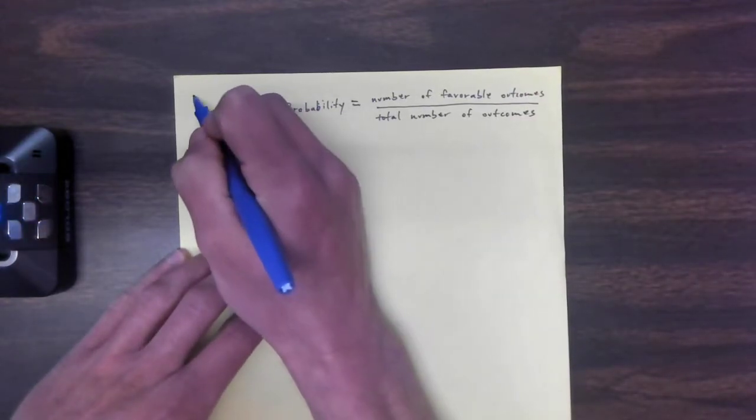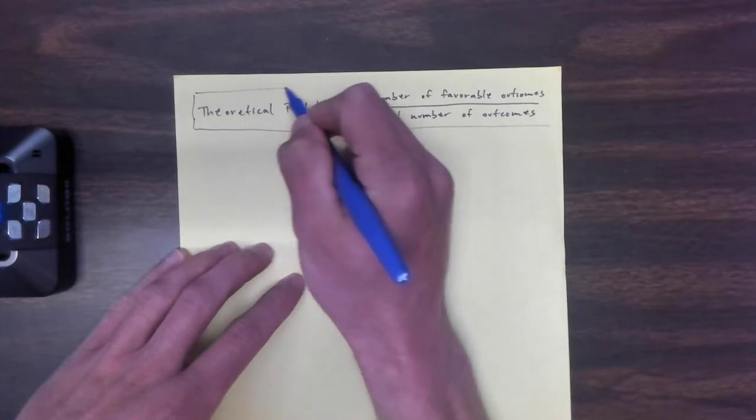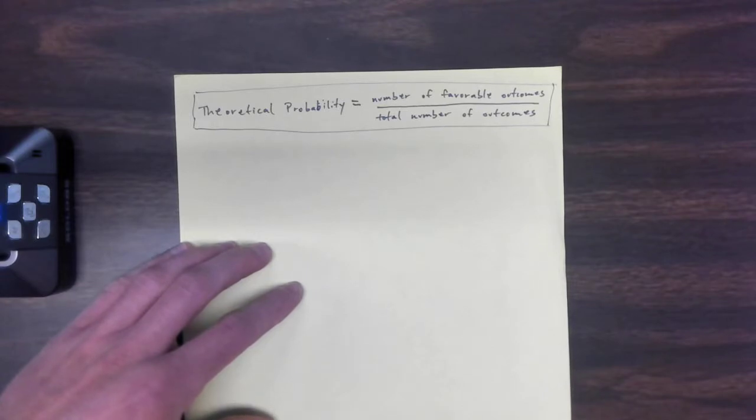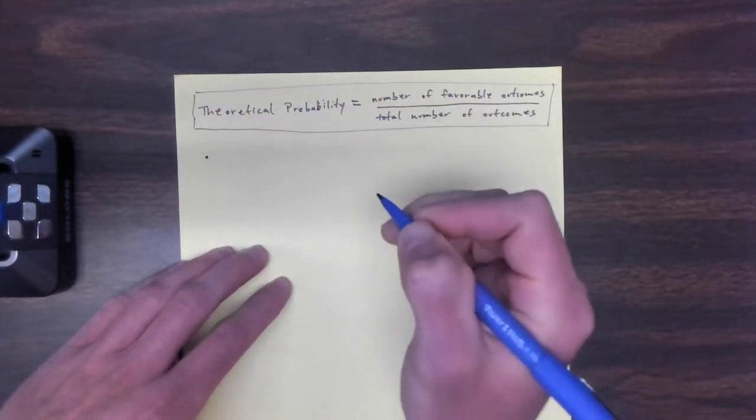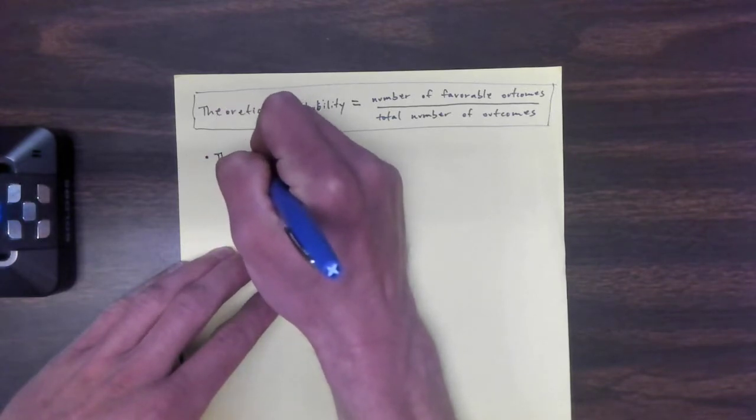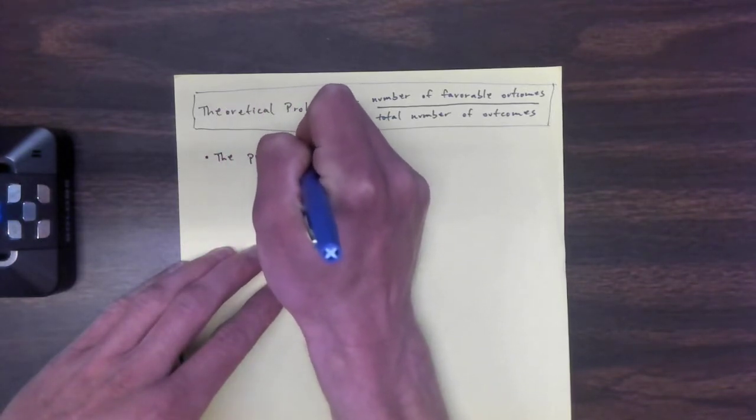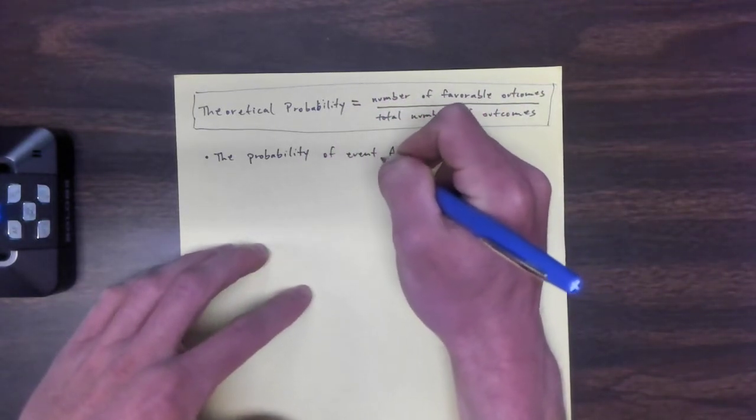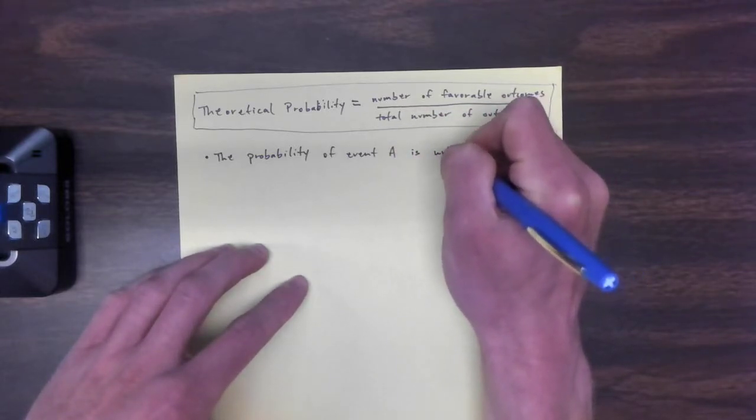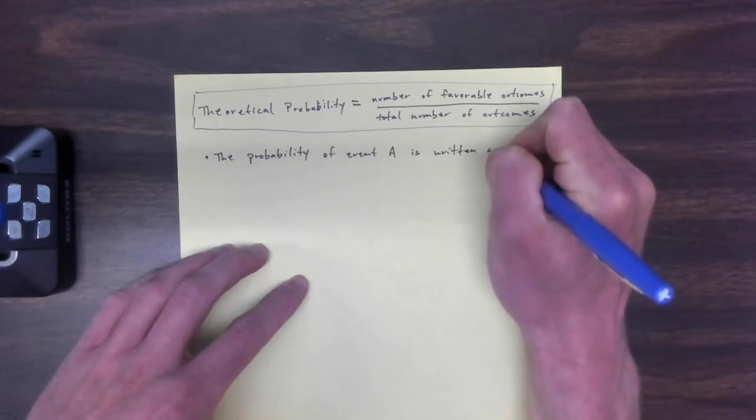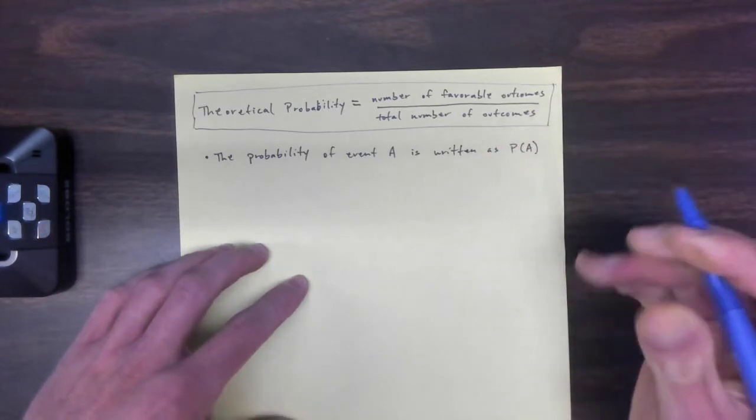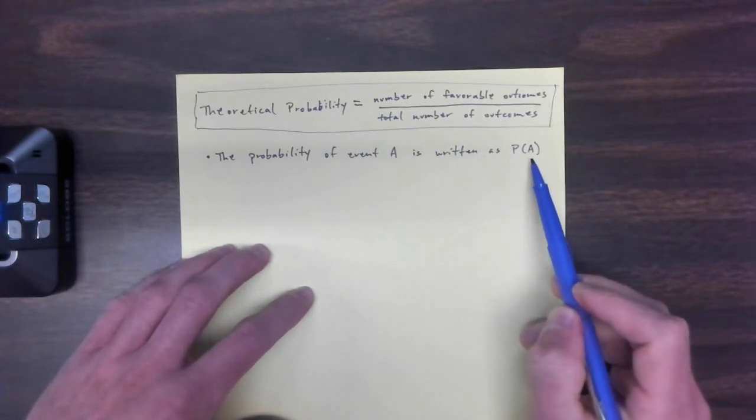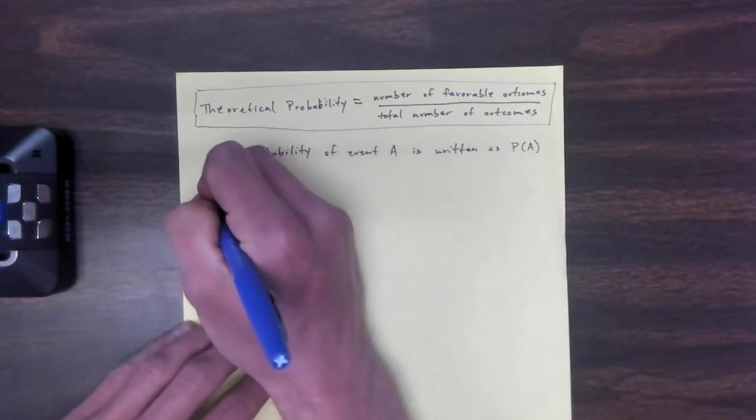Okay, I want us to put a box around this. It's not a very complicated equation, but it's important for us in this chapter. And one more note before we finish with an example. The probability of event A, some event we're calling A, is written as P of A. Now, this is just a notation thing. If we want the probability for A to occur, we would write P of A. Okay.